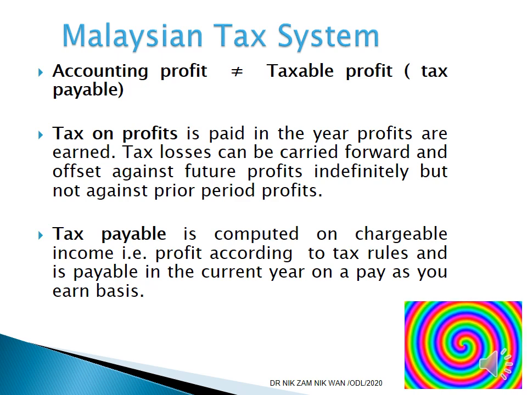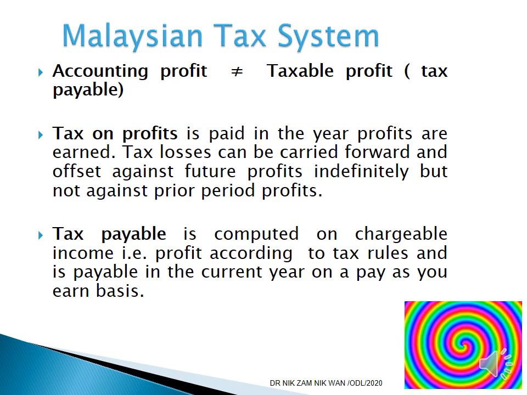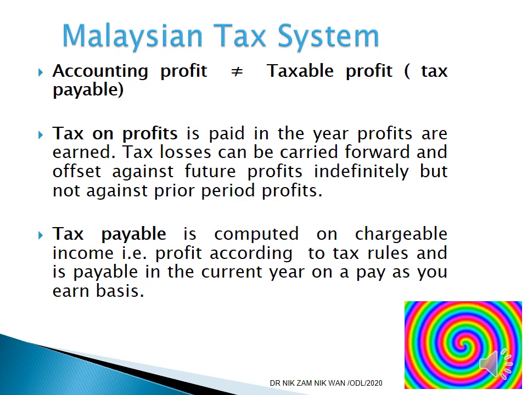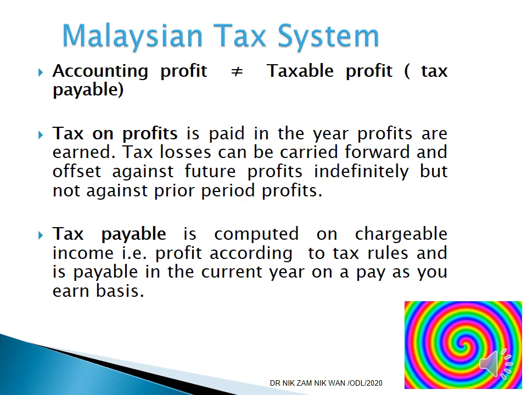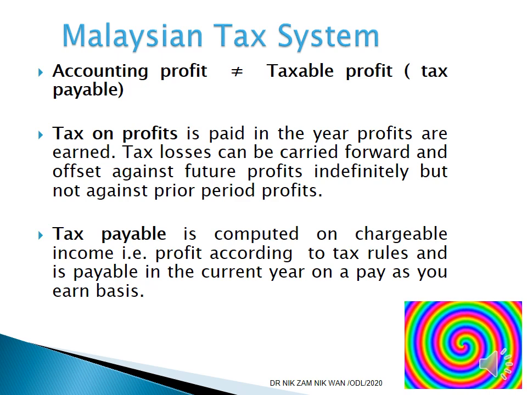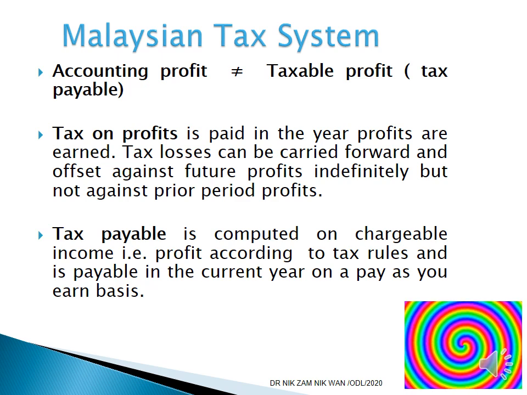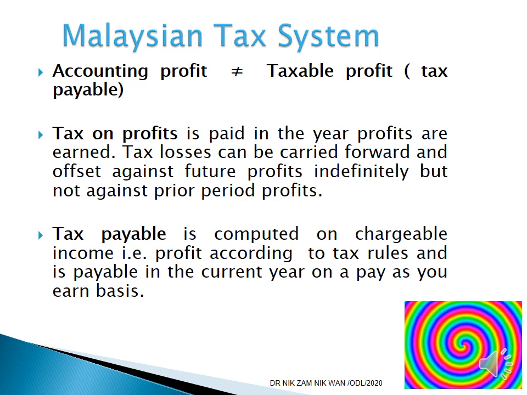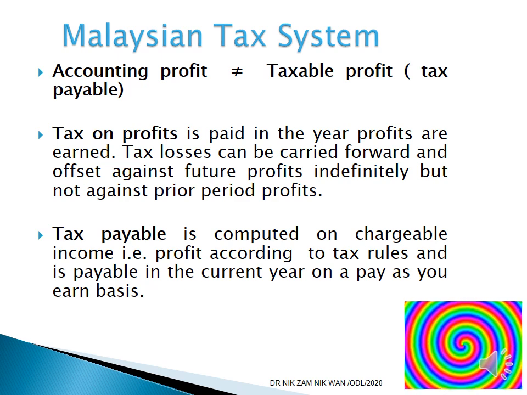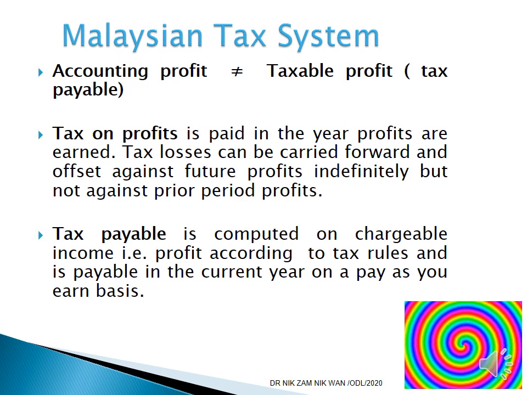Tax on profit is paid in the year profit is earned. Tax losses can be carried forward and offset against future profit indefinitely but not against prior period profit. Tax payable is computed on chargeable income, i.e. profit according to tax rules, and is payable in the current year on a pay-as-you-earn basis. So we have some adjustments to make from our accounting profit in order for us to find chargeable income or taxable profit.